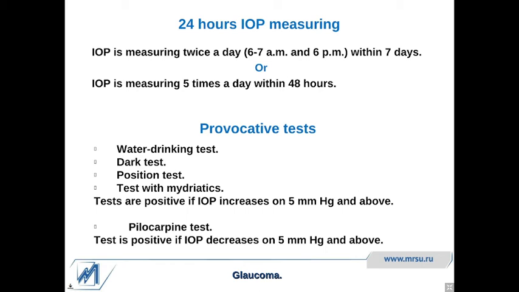Different provocative tests: water drinking test, dark test, position test, test with mydriatics. These four tests are positive if IOP increases by 5 millimeters of mercury and above. And one more test is the pilocarpine test. The test is positive if IOP decreases by 5 millimeters and above.